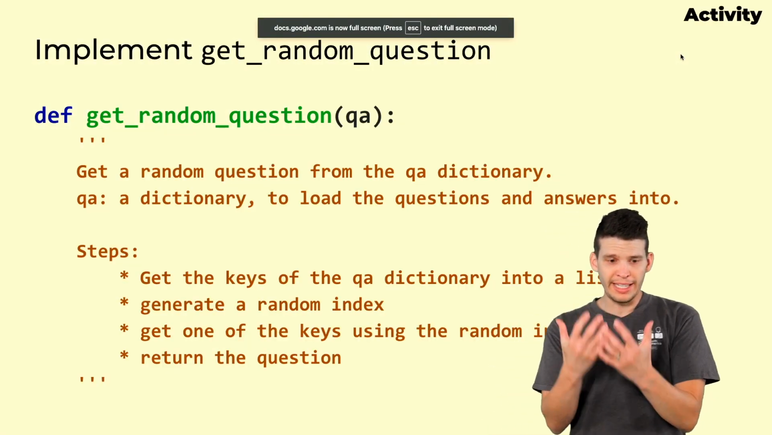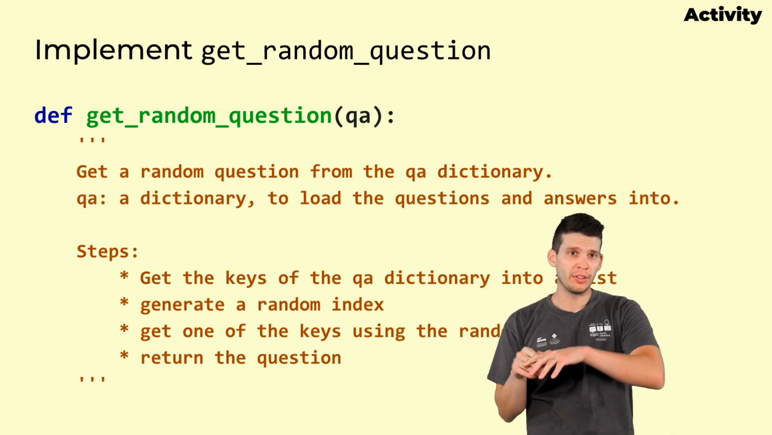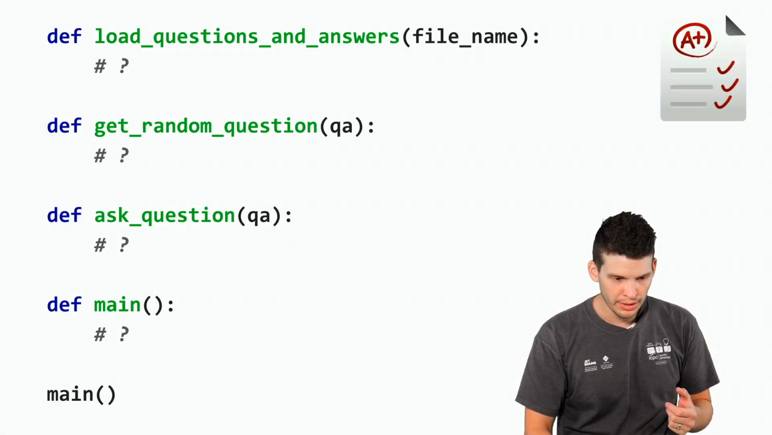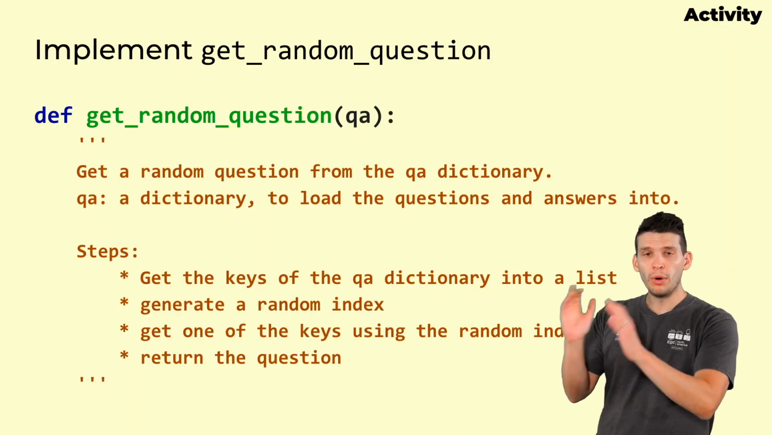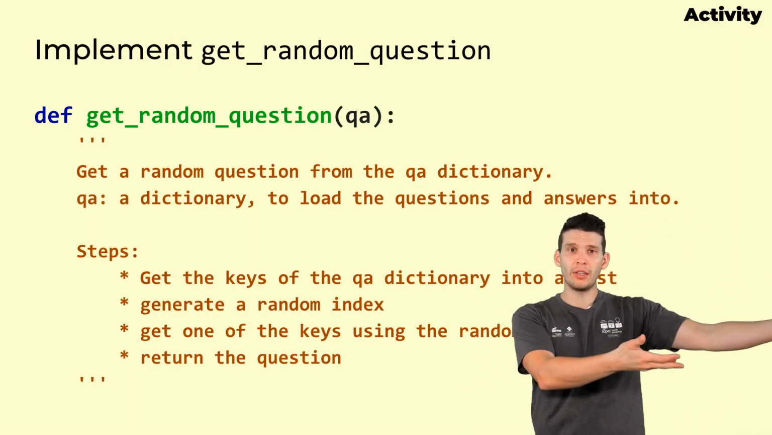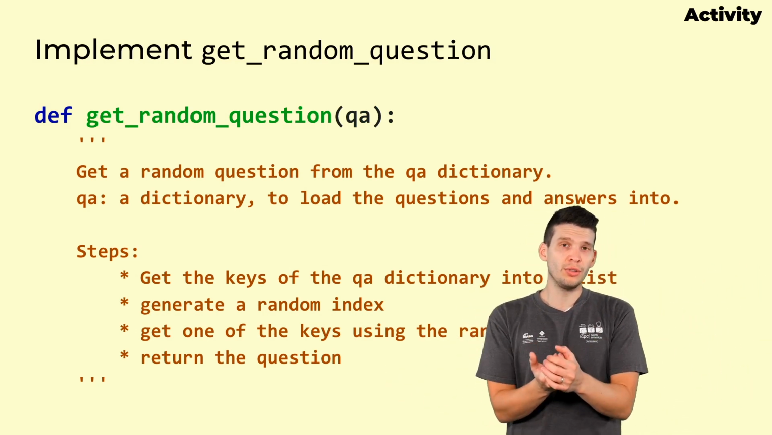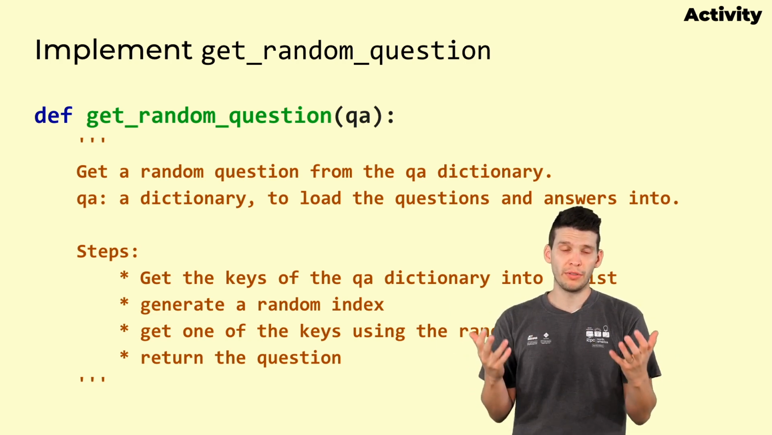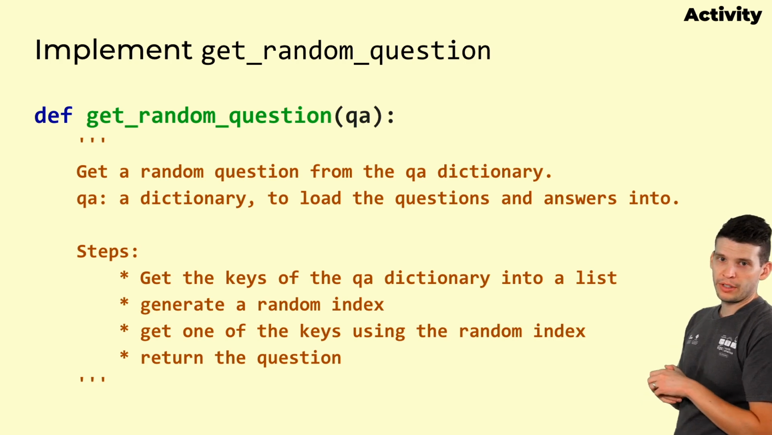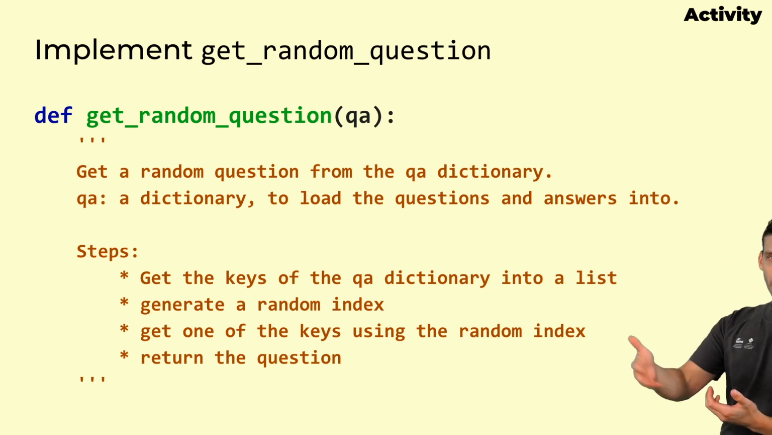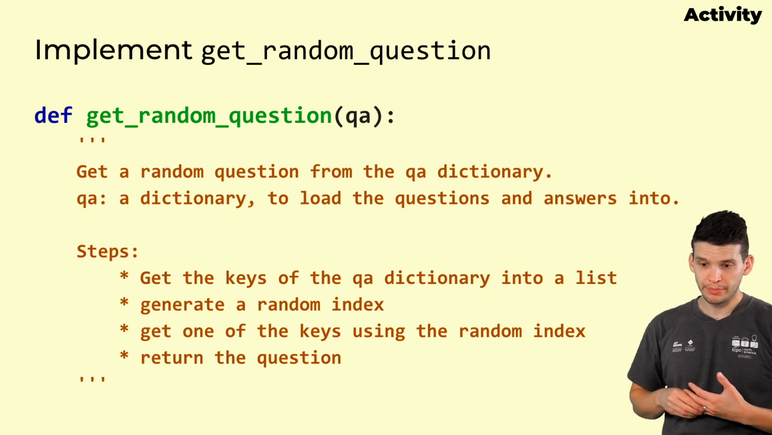The next function will be getRandomQuestion. So this function is going to be passed in the QA dictionary, and this is actually going to be called from our ask question function eventually. But what this function should do is it should get that QA, and basically this function's job is to somehow randomly choose a question from this dictionary. So that would be a string, and then return that question. So it shouldn't just always return the same value.